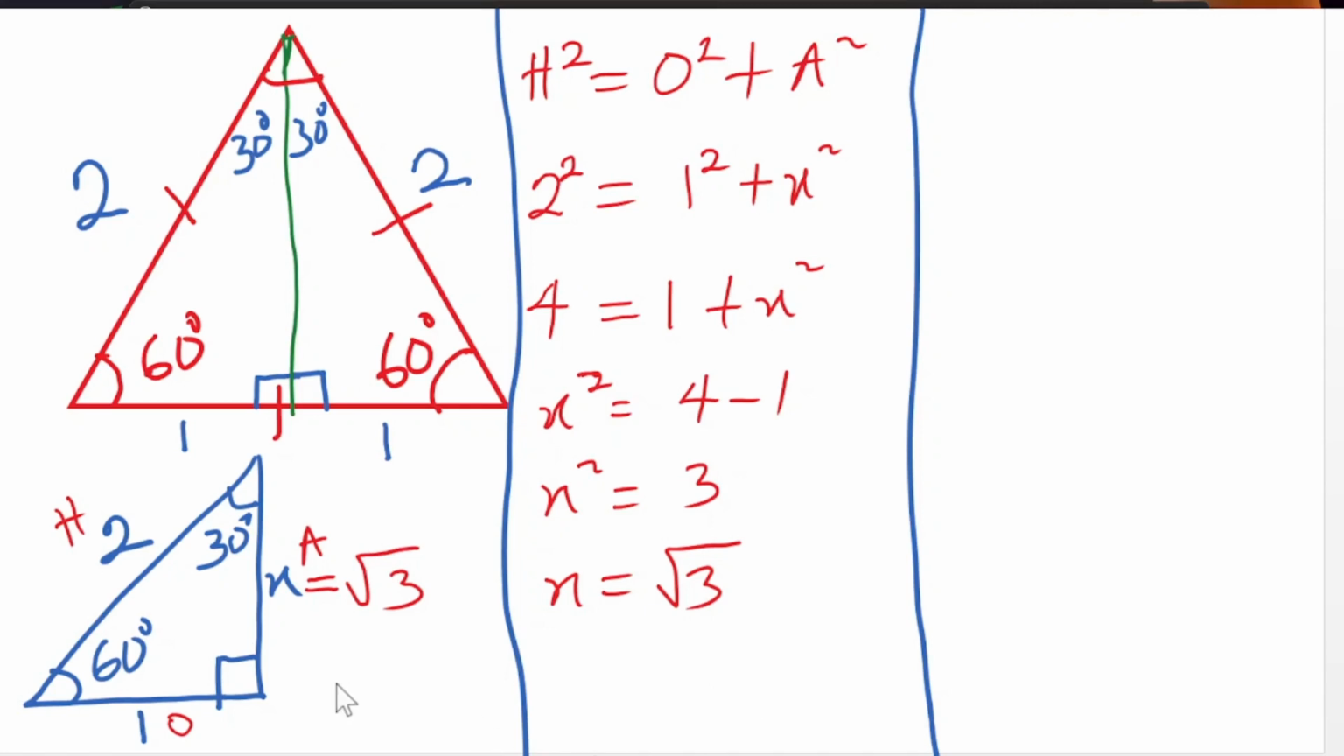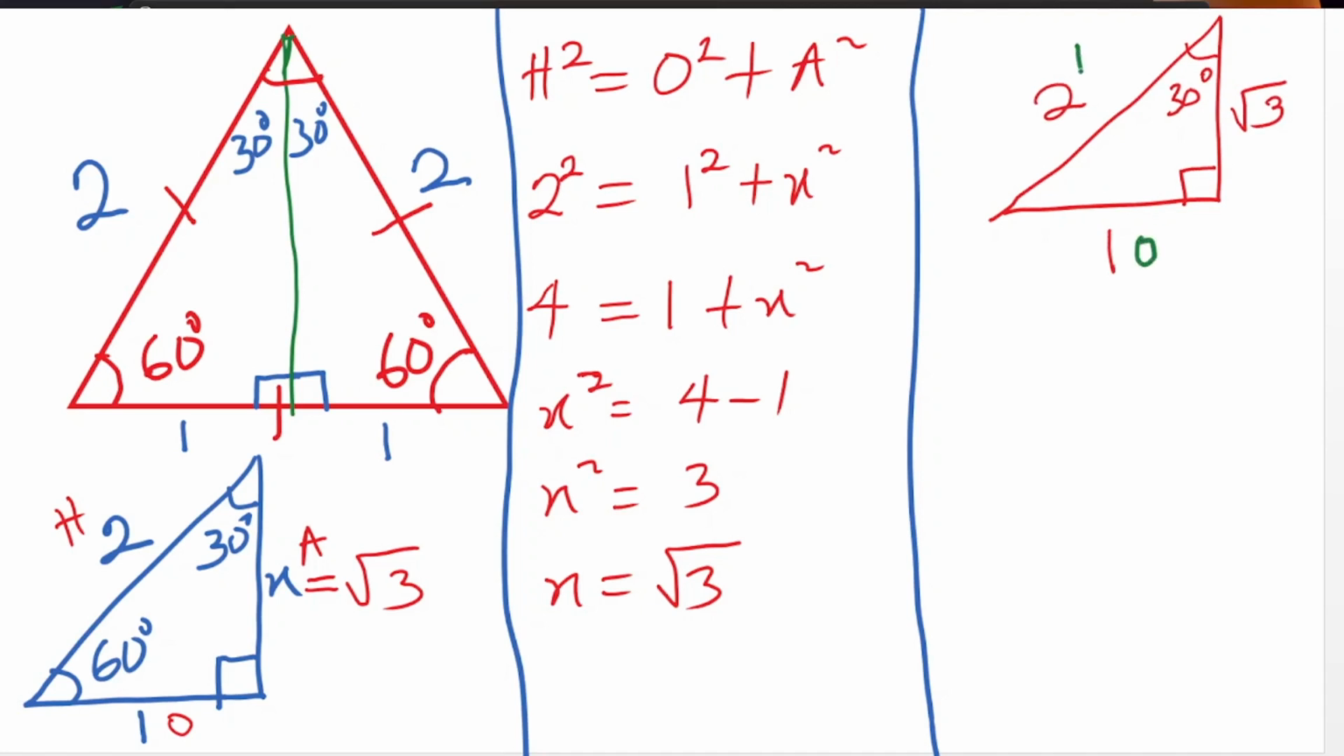To start with 30 degrees, let me copy this here so that it will not be confusing. So that is what we're going to be looking at. This is 30 degrees. So this is 2, this is 1, and this is root 3. This is the opposite, this is the hypotenuse, and this is the adjacent.